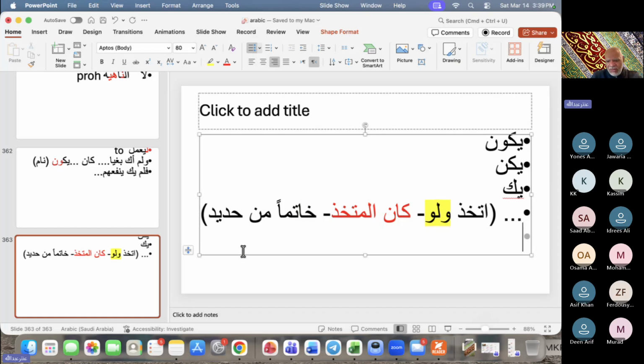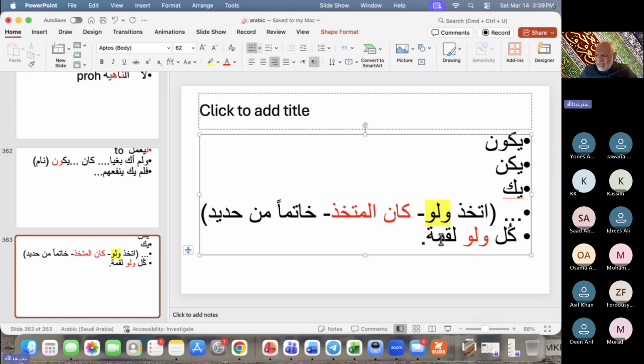And in everyday language, people will say كل ولو لقمة. كل means what? Eat. Not قل, but كل, from أكل, to eat. ولو, even if it is a bite, لقمة. That's it.